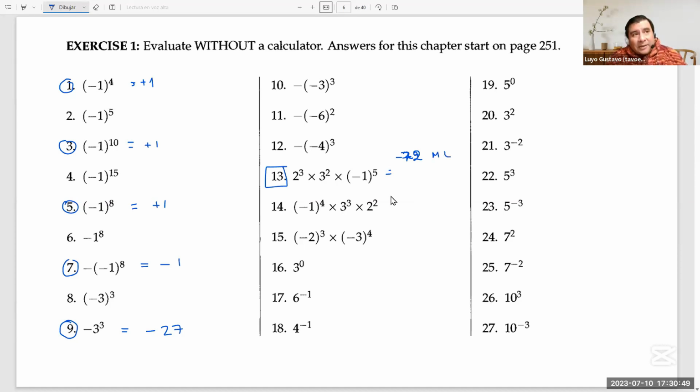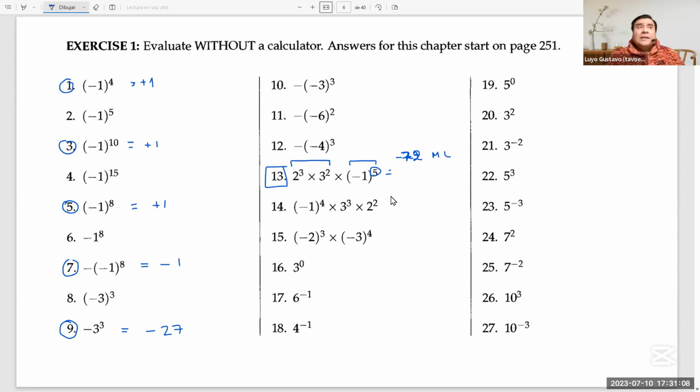This part is easy, right? 8 times 9, and this one is -1 because of the odd exponent. Okay, -72. So you know, this is it. Of course, expressions like this, you don't need a calculator, okay? For some problems, you can use a calculator.